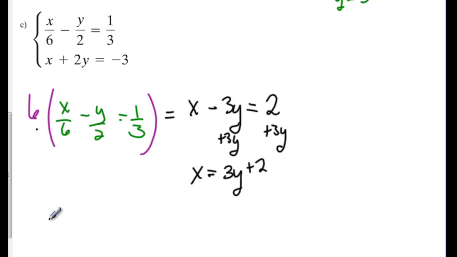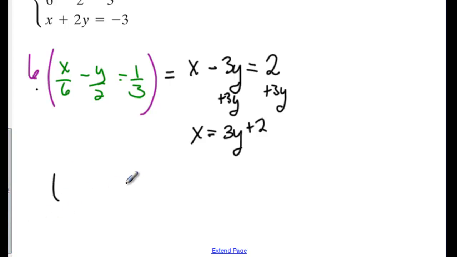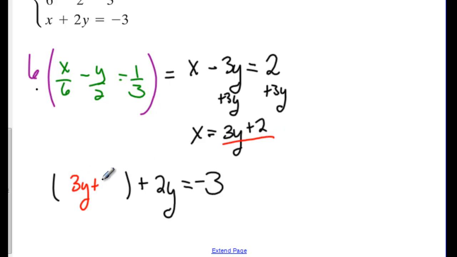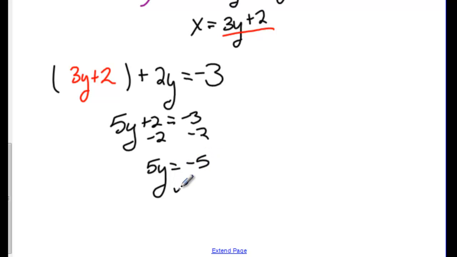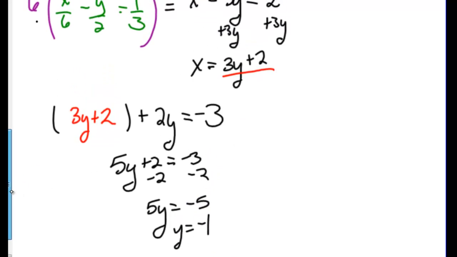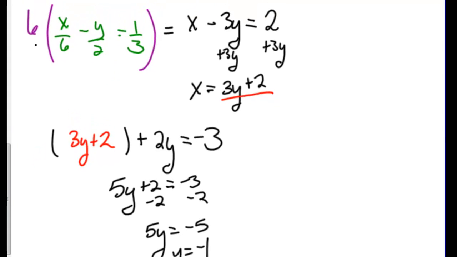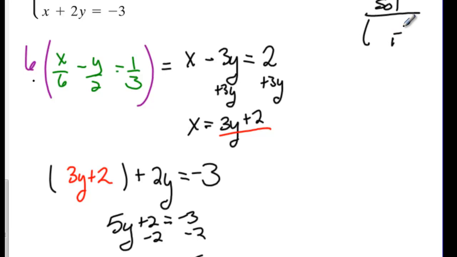So the second equation, I have x plus 2y equals negative 3. And instead of this x, I'm now going to plug in this 3y plus 2. So I got 3y and 2y, so 5y plus 2 equals negative 3. Subtract 2 on both sides. So 5y is negative 5, y is negative 1. And I can't actually fit all this in here. Here we go. Solution. So far, I know negative 1 for the y.